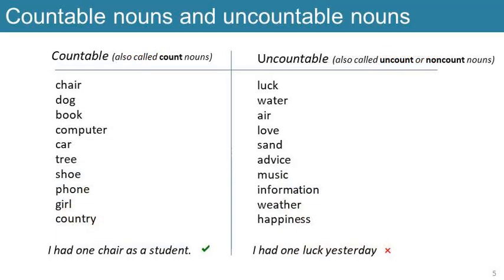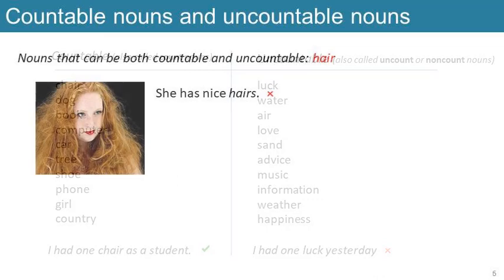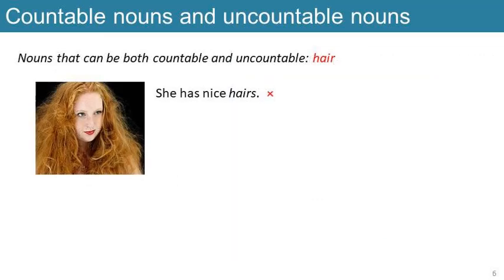Here are lists of common countable and uncountable nouns. In each case, we can put the number 1 in front of the countable nouns. For example, I had 1 chair as a student. But we cannot put the number 1 in front of the uncountable nouns. For example, I had 1 luck yesterday is ungrammatical. The noun chair is always countable, and the noun luck is always uncountable.